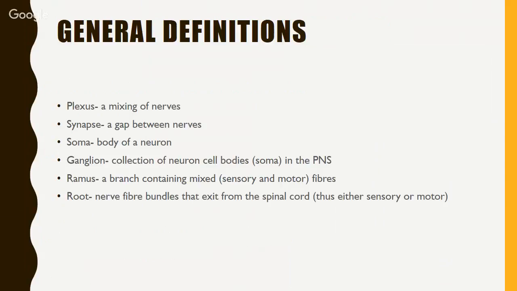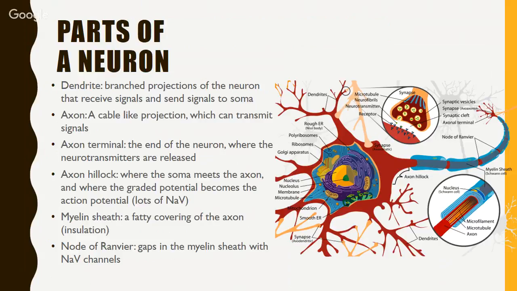A synapse is a gap between neurons, between nerves. Soma is the body of a neuron. A ganglion is a collection of neuron cell bodies. I'll come back to a ganglion and give you an example later. A ramus is a branch connecting mixed sensory and motor fibers. A ramus is also just a branch sort of thing, and that'll come back in anatomy. A root, I'll go through this later. Don't stress about ganglion, ramus, root too much, but they're there. If you ever want to learn them, you can look back at these slides.